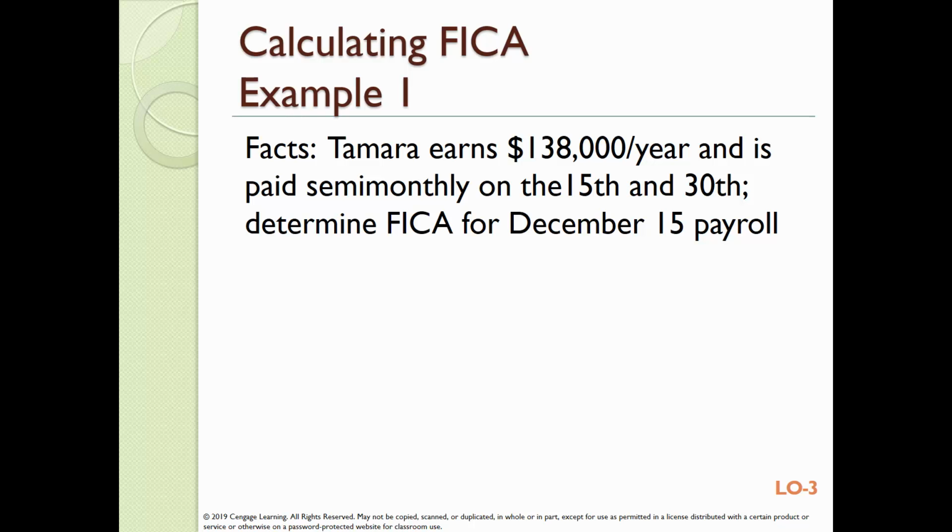15th and 30th. So step number 1 is to figure out what her gross paycheck is every time the payroll's run. When you get paid twice a month, it's 24 times a year. Bi-weekly is 26, semi-monthly is 24. Okay, so you get her gross paycheck.